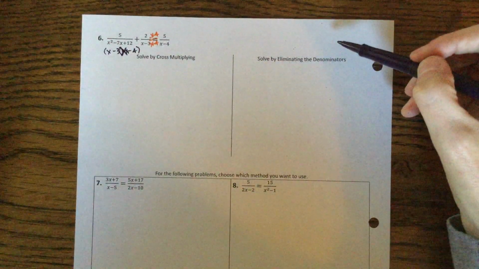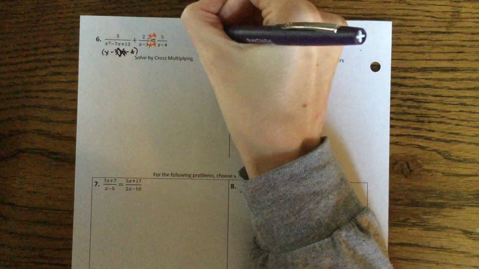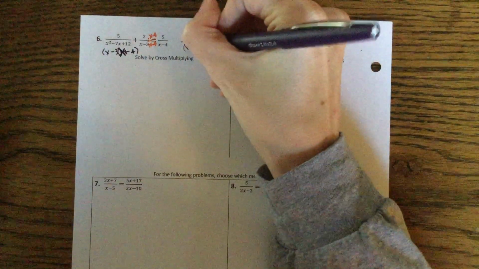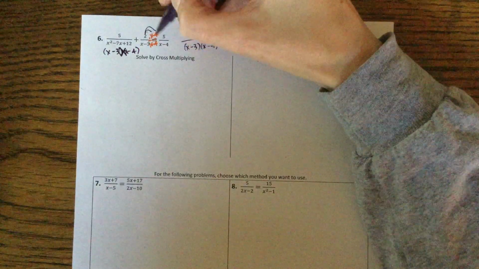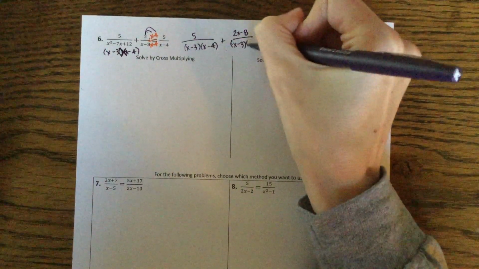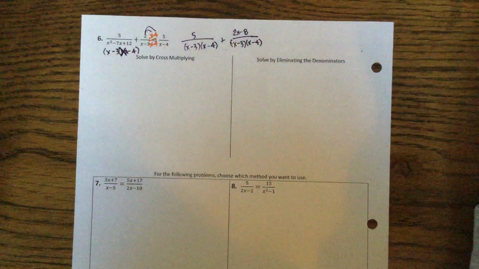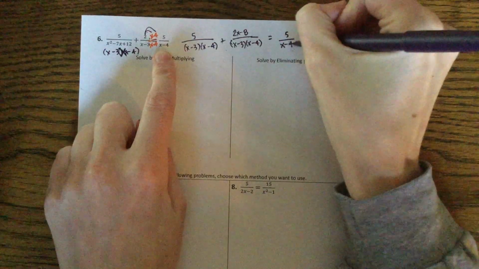So this fraction, and I'm just going to write this up here for right now because we're going to need this for both strategies. So to start with, we've got the 5 over x minus 3 times x minus 4 plus the 2 times x minus 4. I'm going to go ahead and distribute those. So 2x minus 8 over x minus 3 times x minus 4. And then that's equal to 5 over x minus 4.